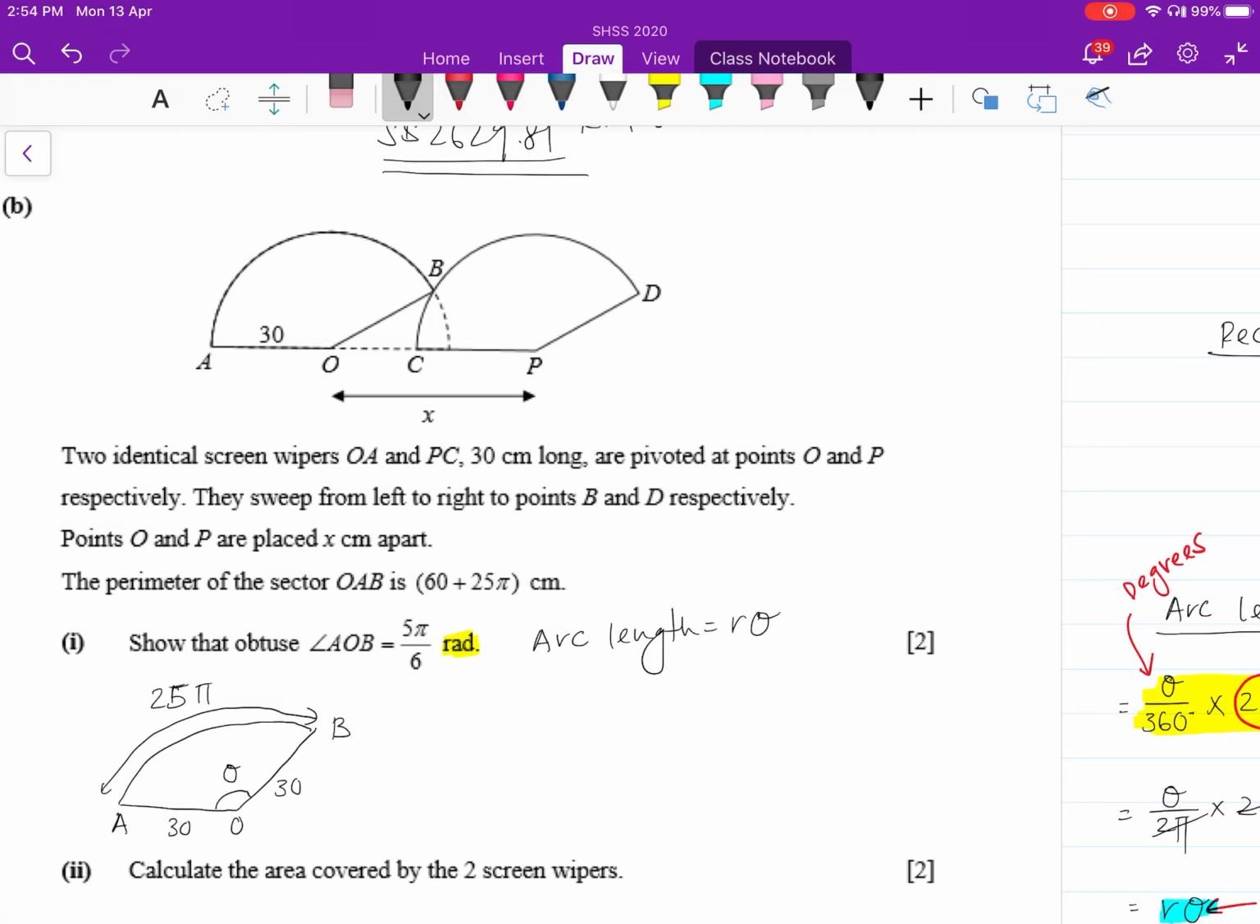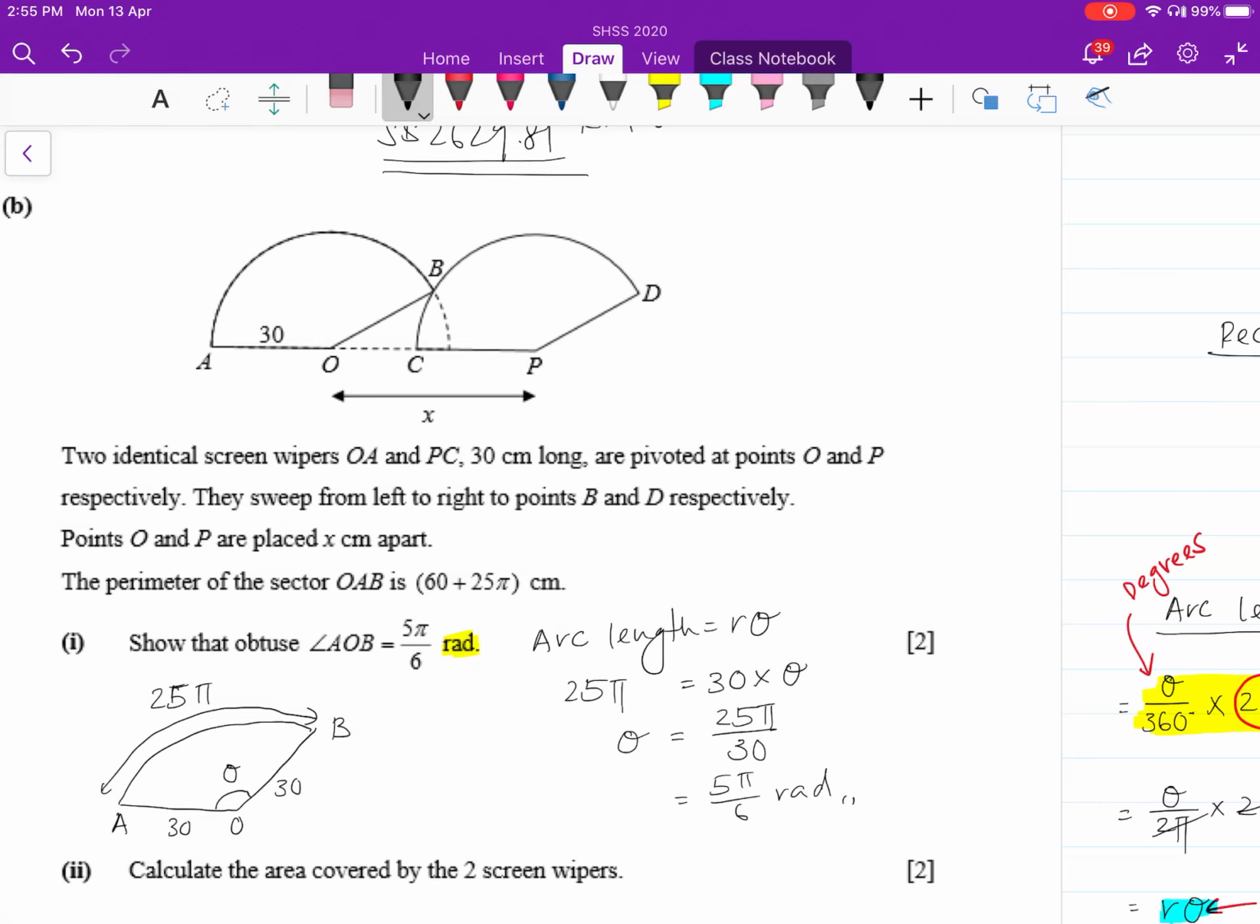The formula for radians for arc length is r theta, radius times theta. So the arc length is 25 pi equals the radius 30 multiplied by the unknown angle. One step, the unknown angle is 25 pi over 30. If I simplify it, I get 5 pi over 6 radians. Done.